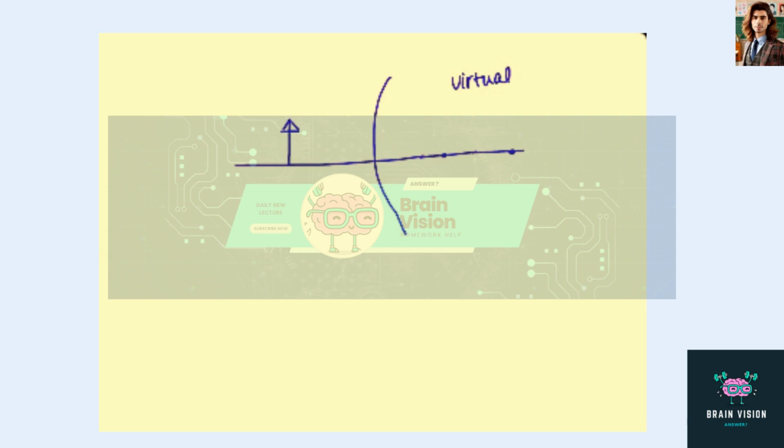So I have my line parallel to the principal axis, and then it's going to go through my focal. And then my second one is going to go through my center of curvature. You can see how it does intersect at this point. So I do have this tiny upright virtual image. Again, these virtual images cannot be projected onto a screen.